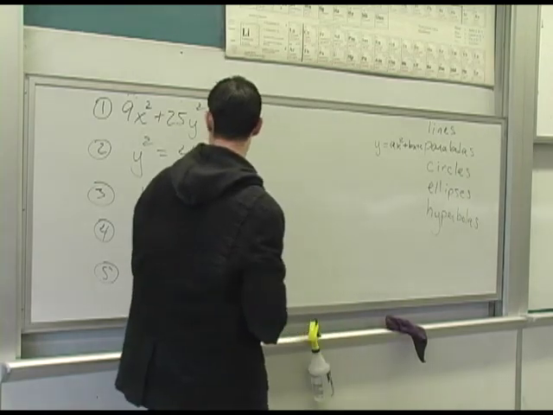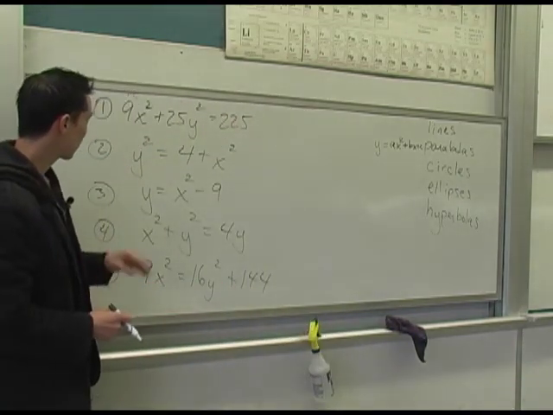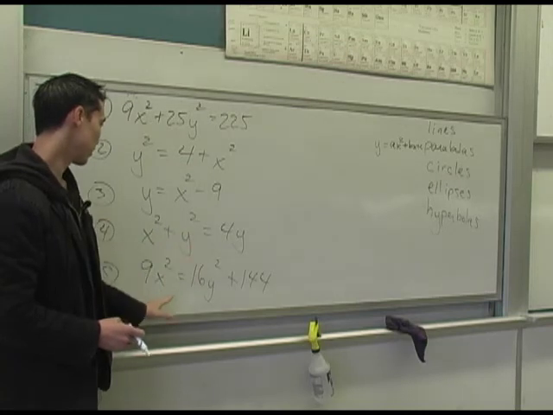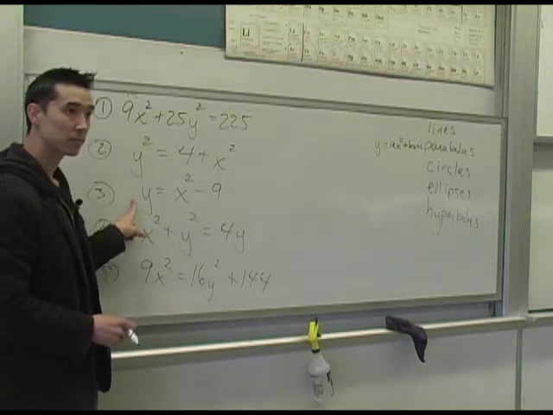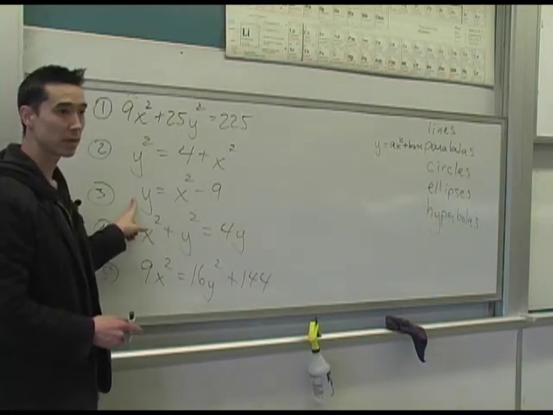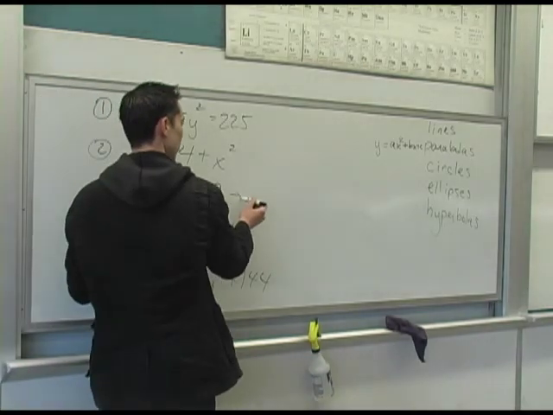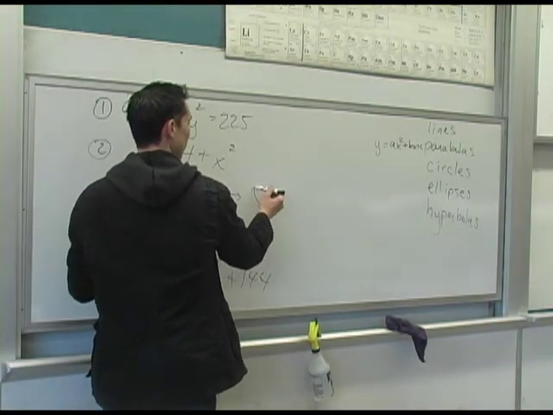Okay. Now, if you look at all of these today, they all have x squared and y squared, except for this one, number 3, right? That one has y equals x squared minus 9. So what is number 3? It's a parabola. It's a vertical parabola. How do I know it's vertical?